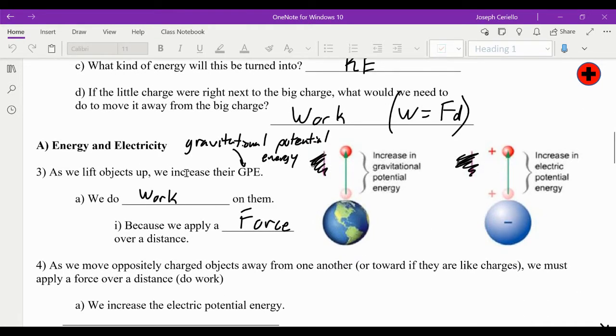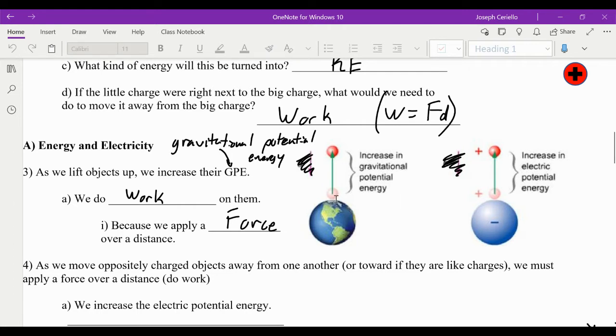So as we lift objects up, we increase their gravitational potential energy. You've known that since an earlier unit, probably since middle school physical science. We do work on the objects. Doing work changes the energy of the system. You're applying a force over a distance. So if I move a ball away from Earth's surface, I increase gravitational potential energy, because it can fall more. If I take a positive charge and move it away from a negative, same deal. I'm increasing the electric potential energy, because it can fall more now. It can do more turning its energy into kinetic energy as it falls.